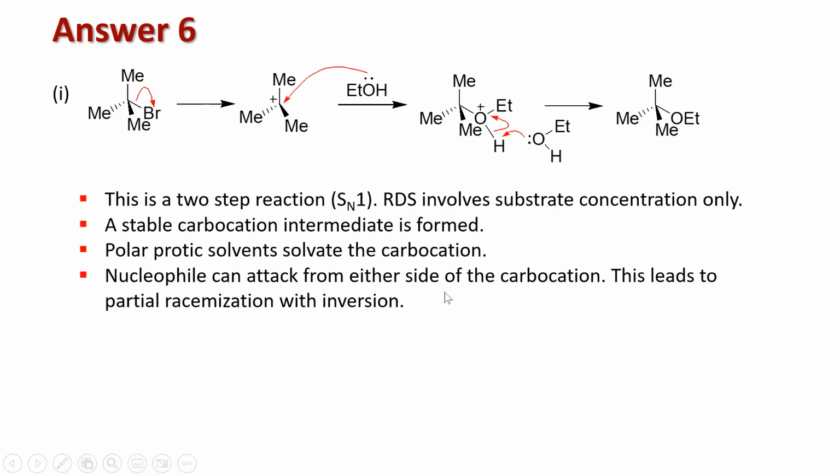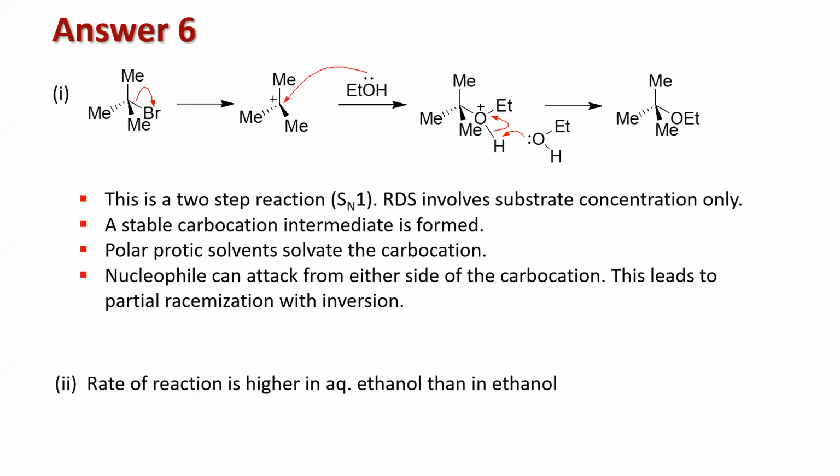So the nucleophile can attack from either side of the carbocation. From each side it can attack, right? Like this. And it goes through this intermediate stage and hydrogen is left like this. Another ethanol molecule can abstract H+. And the final product is this. Since it is attacking from both sides, this leads to partial racemization, because this one gives the R product from this end, or the opposite stereochemistry if it is attacked from the other side.